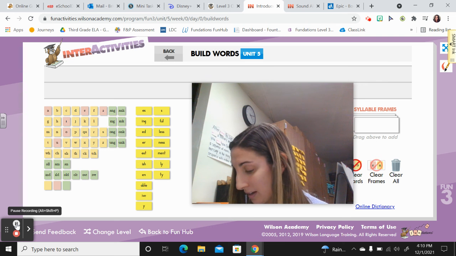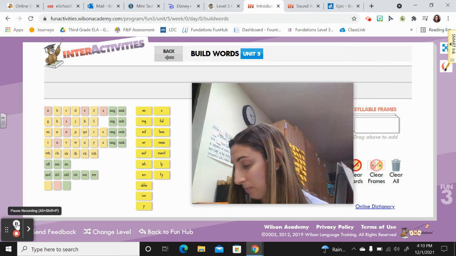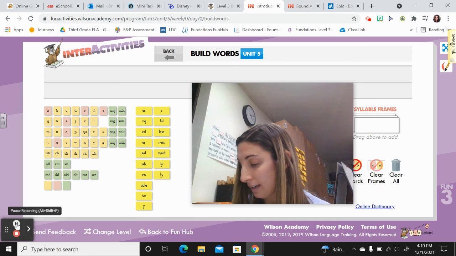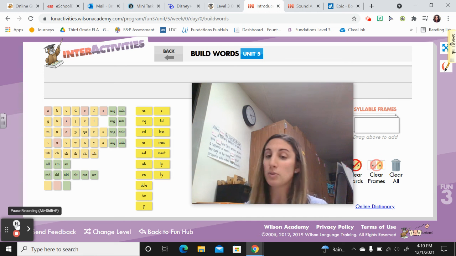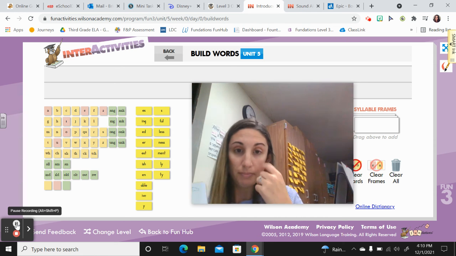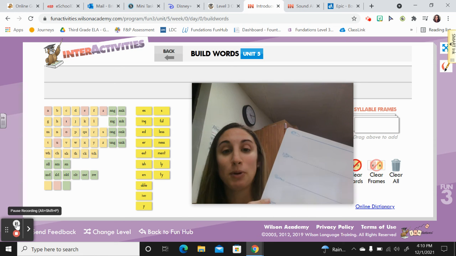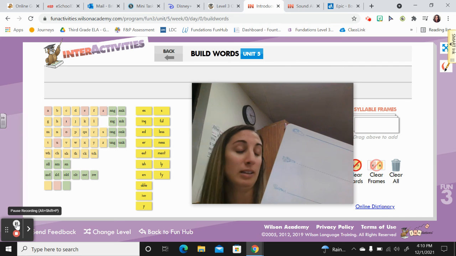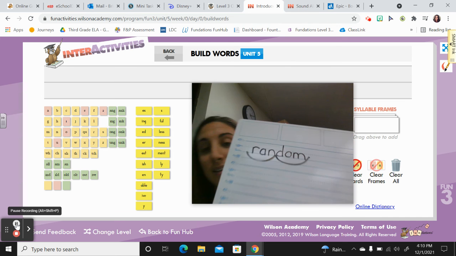Okay, one more for current words, and the word is random. Random. I had a random question to ask my friend. Random. Scoop your syllables and try to mark them up. Do you remember what made the schwa sound? Which vowel?